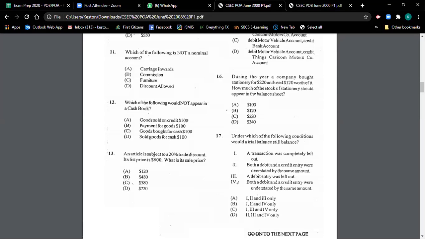17. Under which of the following conditions would a trial balance still balance? Alex has B, Ariana B, Shania B. 1, 2, and 4. Transaction completely left off. Yes, that's correct. Both debit and credit entries were overstated by the same amount. Yep, that's correct. And 4, both debit and credit entries were understated by the same amount. Very good, guys. That's an excellent answer. B.